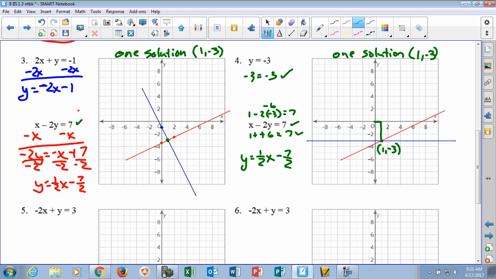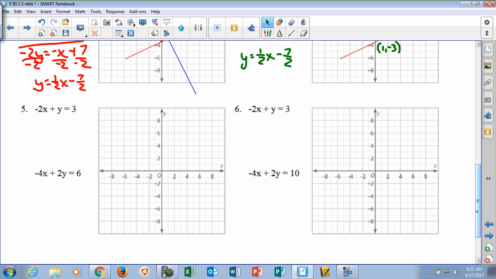All right. Now we're going to get into number 5. We're going to have you pause this video right now and try number 5, now that I've warmed up with number 4. See what happens when you solve these into y equals mx plus b form and graph them. So pause the video, and we'll pick it back up in just a minute.